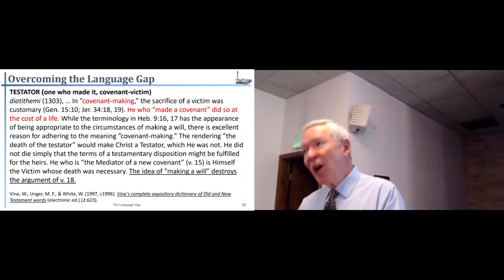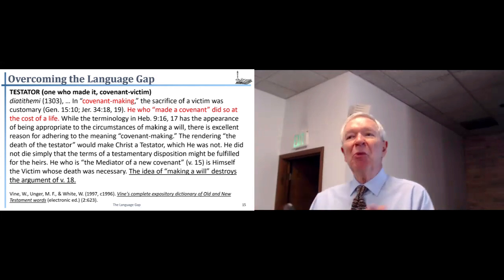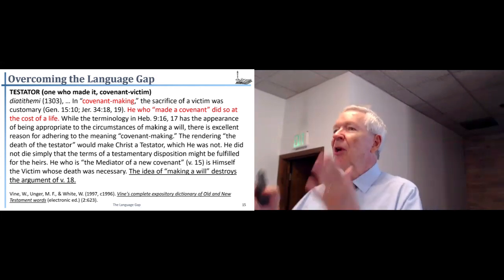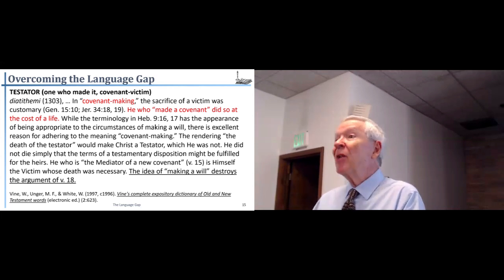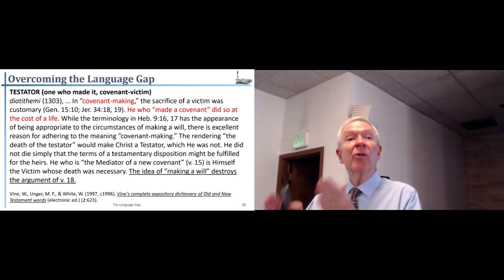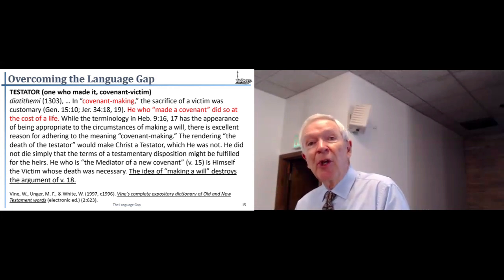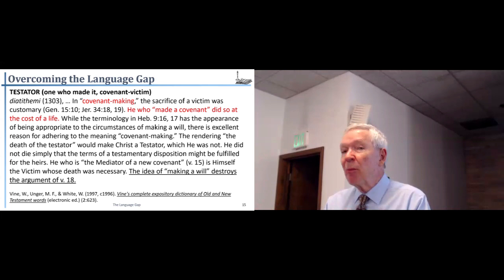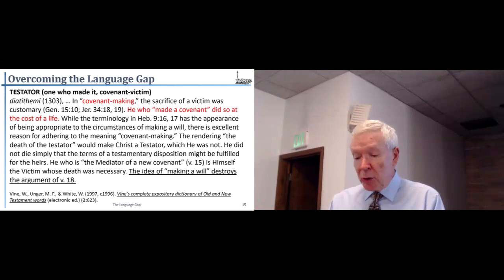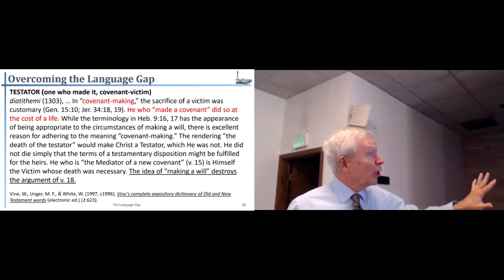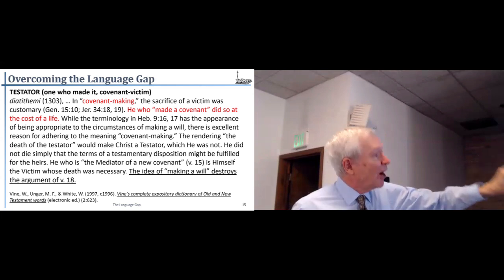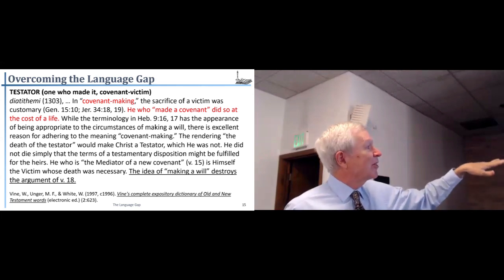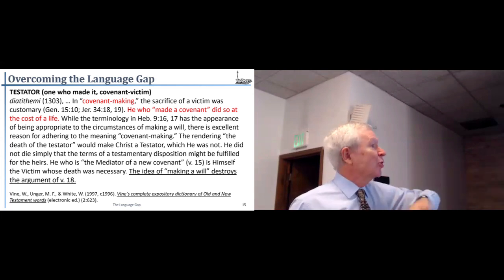Was Jesus' covenant put into place at the cost of a life? It was. But in this case, it was just one sacrifice. It was the sacrifice of our Lord. So that's starting to come together as a better picture of what he's trying to say here in Hebrews 9. So I think even with this, we get a really good explanation. And he likes that there. He says, for this reason, adhering to the meaning covenant making is better. The rendering the death of the testator would make Christ a testator, which he was not.